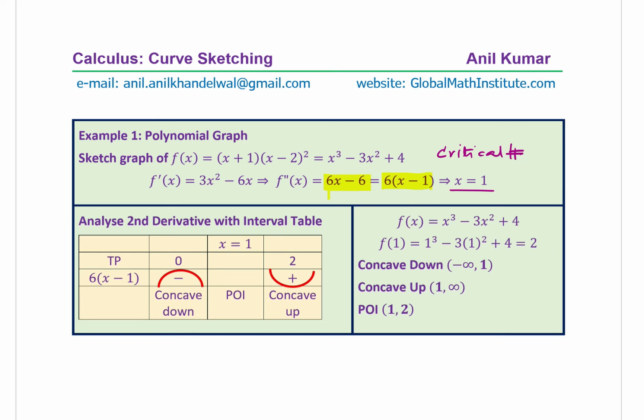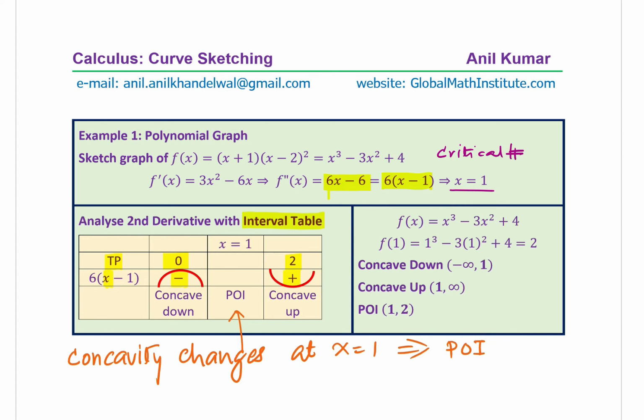In this case, we again will go with our interval table just as we worked out earlier. The test point is 0 on the left side and 2 on the right side. When I substitute 0 here, I get a negative value. Perfect. But when I substitute 2, I get a positive value. Negative means concave down, positive means concave up. So clearly, concavity changes, and therefore we have a point of inflection at x equals 1, right? Since concavity changes. We'll substitute 1 in our expression, and you can calculate the value, which is 2. That means we have a point of inflection at (1, 2).